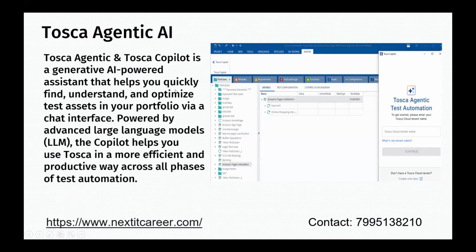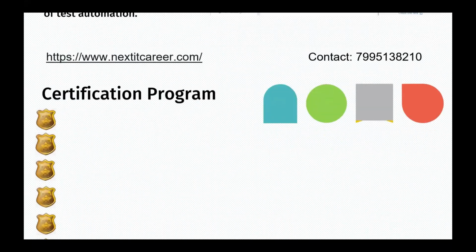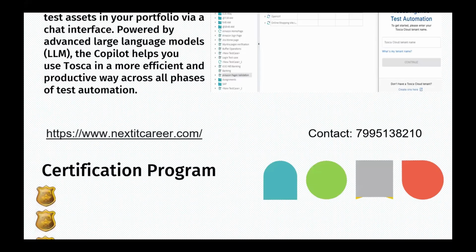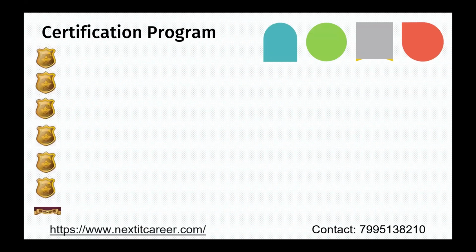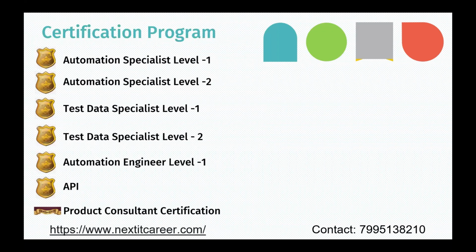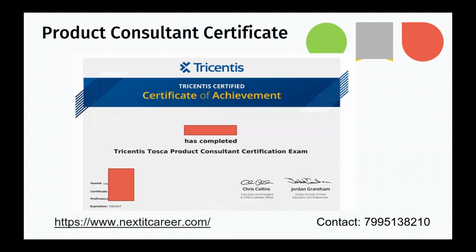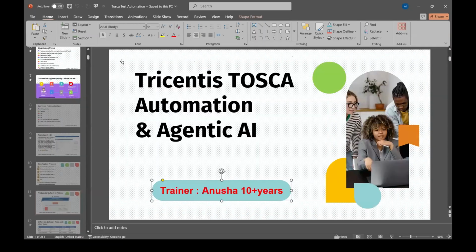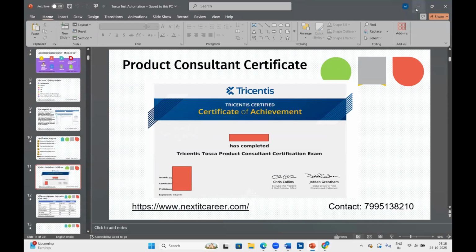So here this is the agentic AI. What are the features of that? I just make a note. And then certification program. Okay. Within the certification program, I'll support you to clear all the certifications, team. You don't need to bother about that. This is what the certification looks like. So clear? Any questions right now?